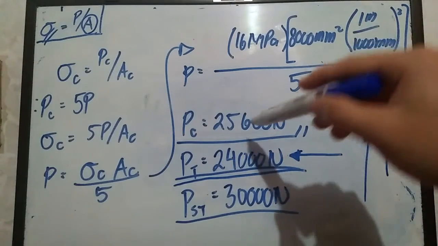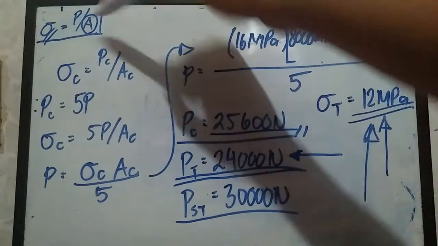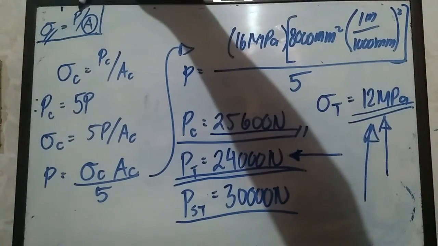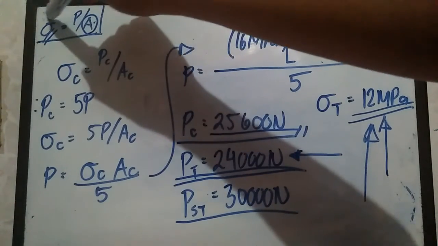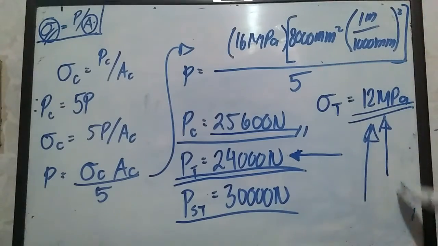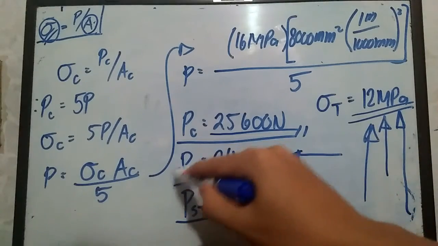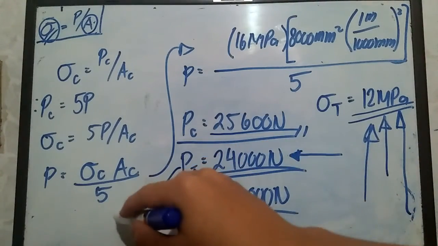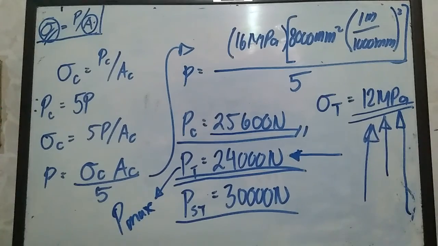For example, if you apply 25,600 newtons to this P here, retaining the cross-sectional area of the timber, you would get a different answer for sigma, which again exceeds 12 megapascals. So that's why P sub max is this one, 24,000 newtons. So that's the answer for this problem.